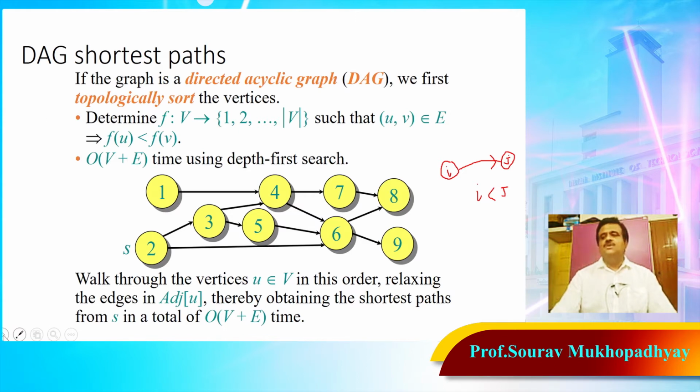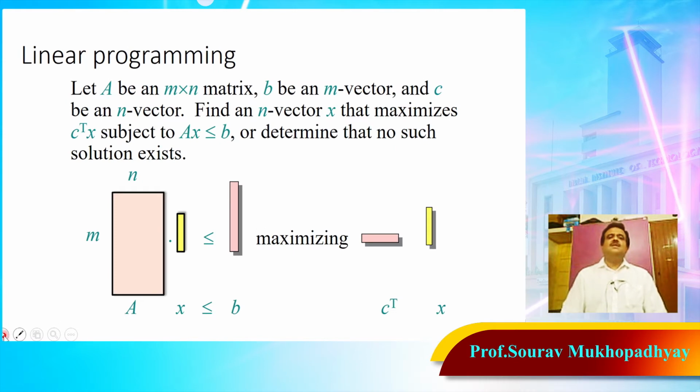Next application we will discuss is the linear programming problem. So what is the linear programming problem? We are given a matrix A, with Ax less than or equal to b. So we are given some linear constraints. With less than or equal to, if it is equal, then we know this is a system of linear equations.